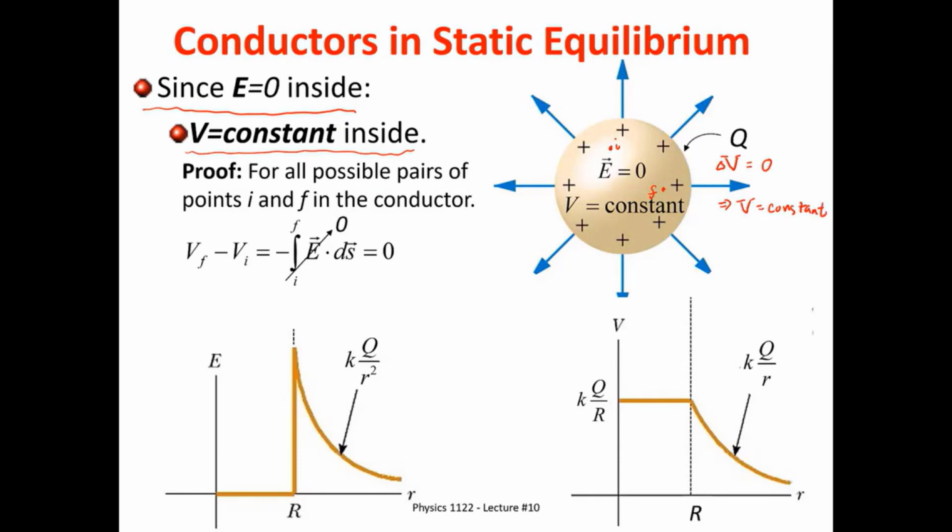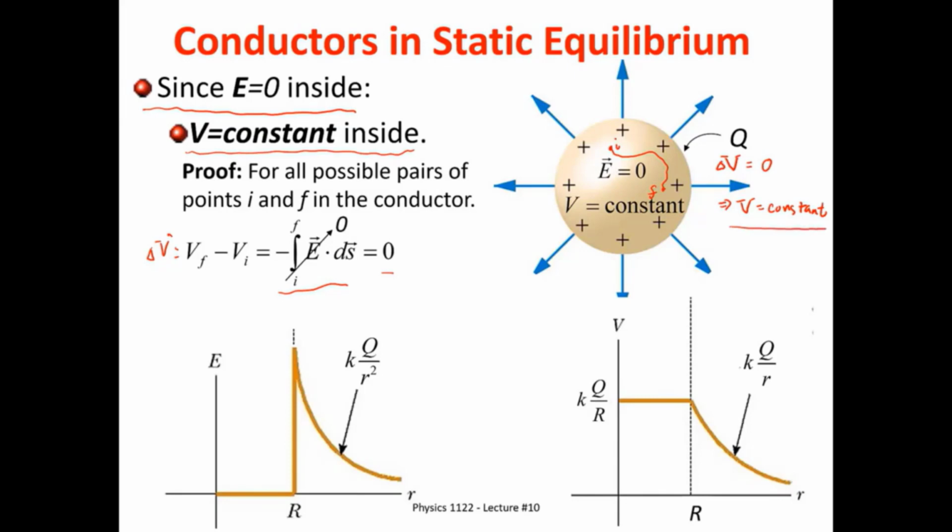And a proof of this is that for any path we could consider between points I and F within the conductor, when we evaluate the path integral to find delta V, the potential at the final position minus the initial, we would find that the electric field is 0, and therefore the change in potential must be 0. So the entire conductor then is at 1 potential.